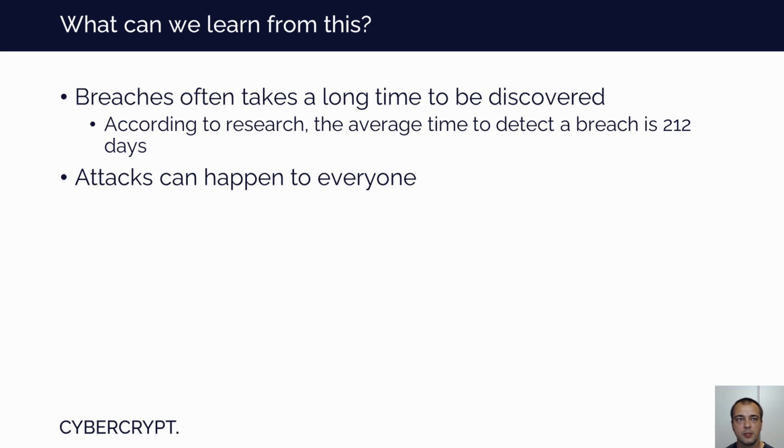What can we learn from this? Breaches are often discovered a long time after they happened. According to researchers, the average time to initially detect a breach is 212 days, making it very hard to figure out what data has been compromised and who has been affected. Attacks can happen to everyone, from major corporations to small companies. All this combined makes it very important for organizations to efficiently protect their data, both for their own sake, but importantly also for their customers.